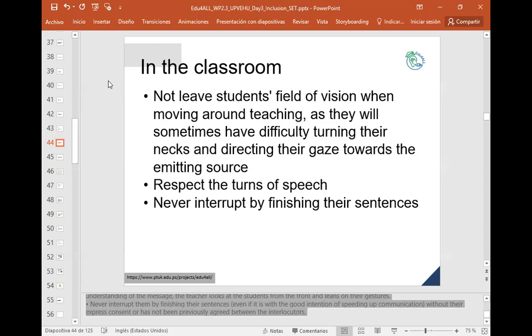To facilitate the understanding of the message, the teacher looks at the students from the front and leans on their gestures. Never interrupt them by finishing their sentences, even if it is with the good intention of speeding up communication, without their express consent or has not been previously agreed between the interlocutors.